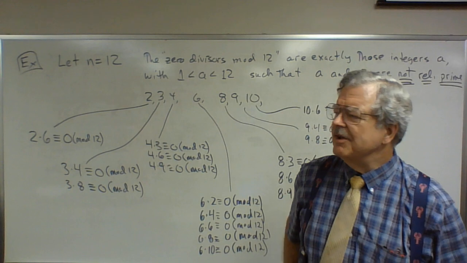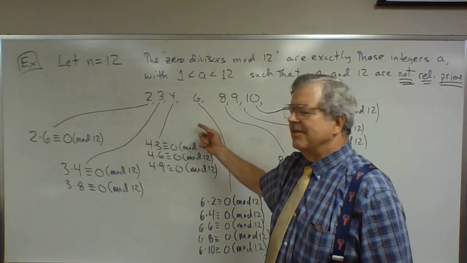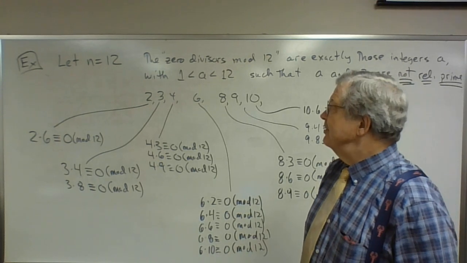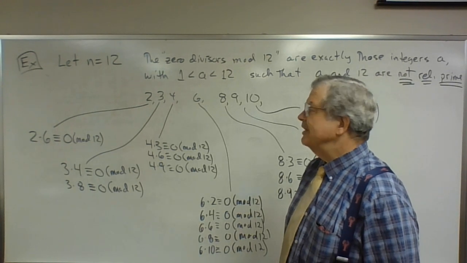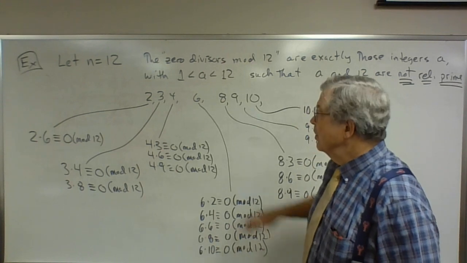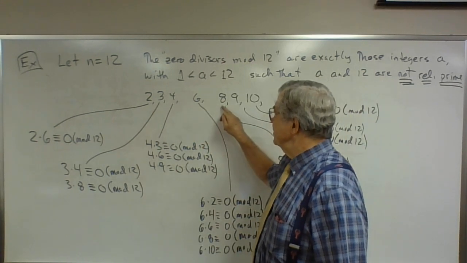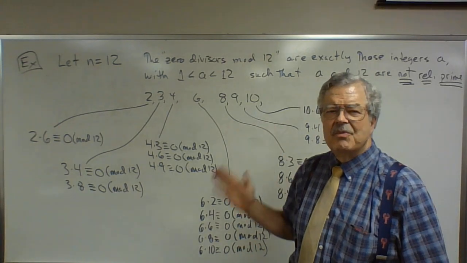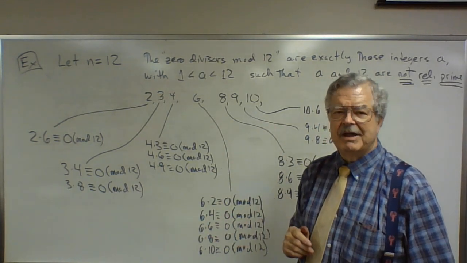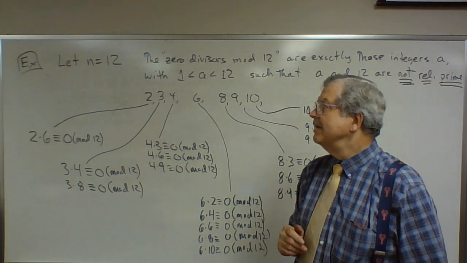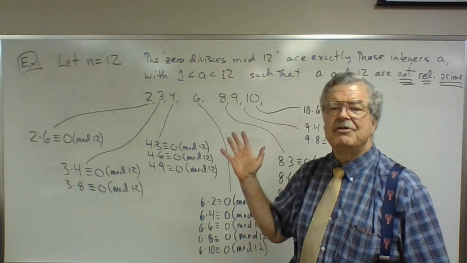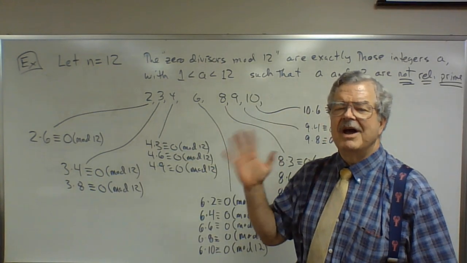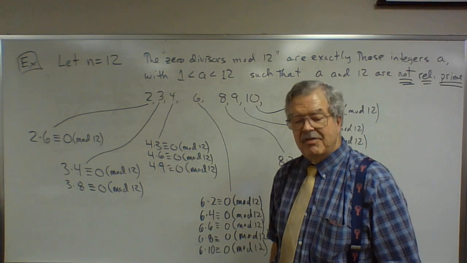Now that my sanity's coming back to me, I think the other reason I did this was just to drive home the fact that the zero divisors, in this case mod 12, were all of those numbers between 1 and 12, not inclusive, that were not relatively prime with respect to 12. So if we have something between 1 and 12, and it is relatively prime with respect to 12, it is not a zero divisor. And this will be important.